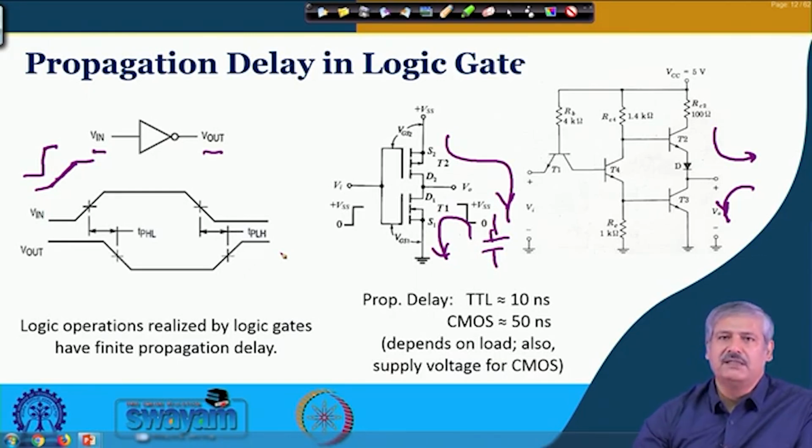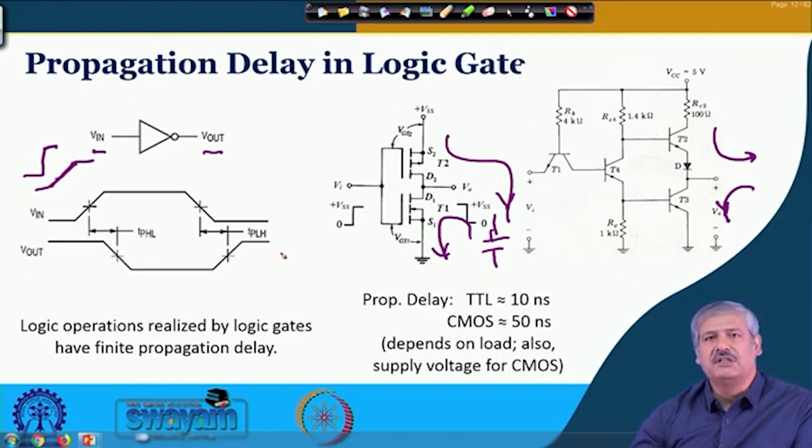The average propagation delay is taken by adding them up and dividing by 2. For TTL it is of the order of 10 nanosecond. CMOS for the same 5 volt circuits like that of TTL is of the order of 50 nanosecond, but it depends on load. Also for CMOS, if you increase the voltage level to say 10 volt instead of 5 volt, it will become say 30 nanosecond of that order. But there is a finite propagation delay which is to be noted in this particular discussion.